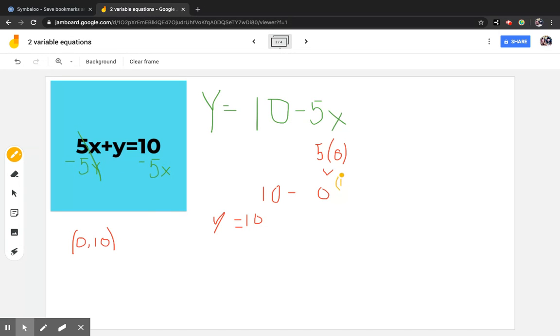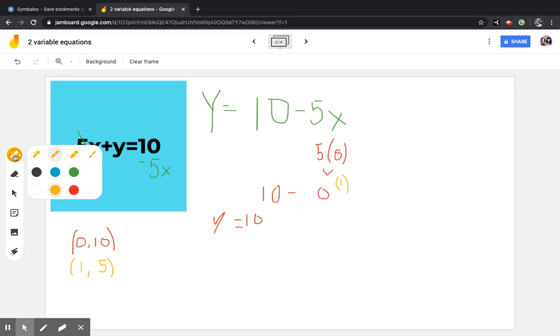And I'm just going to write it in parentheses, and I'm going to talk this one through. So 5 times 1 would be 5. So right now I have 10 minus 5. Well, 10 minus 5 is 5, so that means y equals 5. So if x equals 1, then the solution would be 5 for my y.